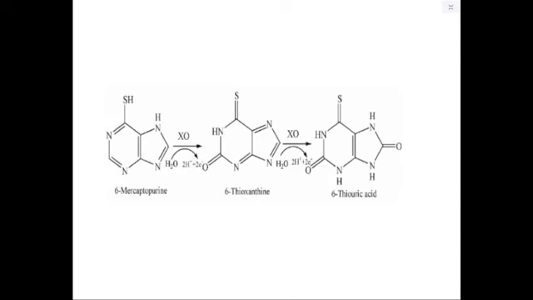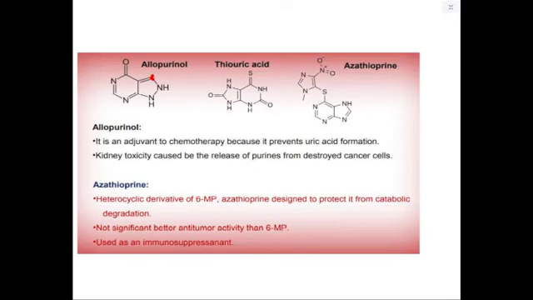But this antimetabolite does not really have direct activity. What it does is that it blocks the metabolism of 6-mercaptopurine into thiouric acid, and therefore gives this drug a longer duration of activity. That's why we are saying it's an adjuvant to chemotherapy, because it prevents uric acid formation and kidney toxicity because of the release of purines from destroyed cancer cells. It prolongs the activity of 6-mercaptopurine by blocking this oxidase, and therefore the 6-mercaptopurine is not metabolized into the thiouric acid.